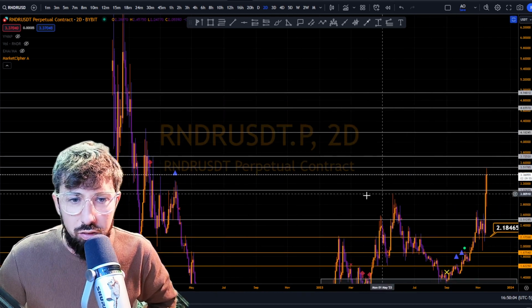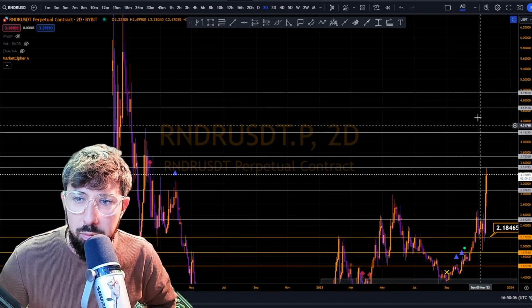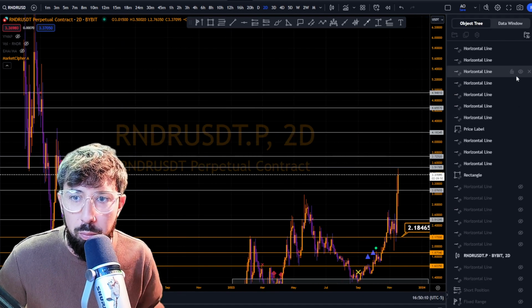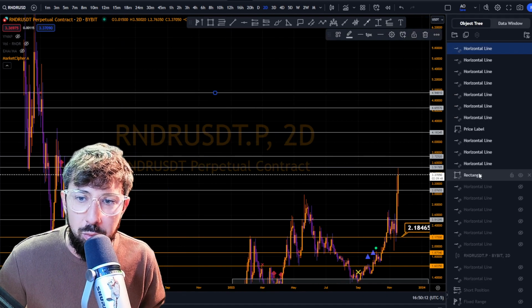Let's take a look at Render. We've done some TA. We've got some levels up for you guys so that we can find certain areas for pullbacks so that we can be profitable with Render.